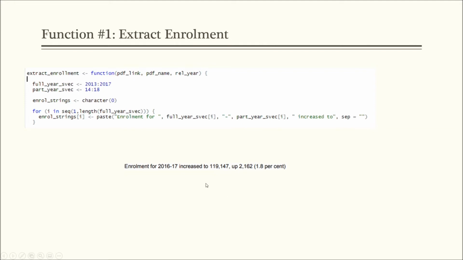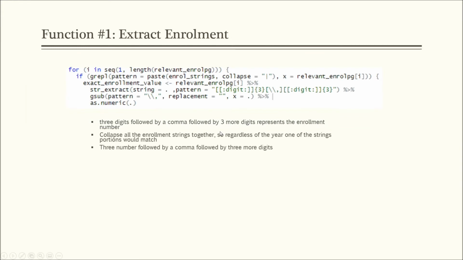So to build up the string for all the years, I just created 2 vectors to have the years, so the full years and part years. And then I just iterated through a for loop and built up the relevant string. So once I had the string, I located the page where the string was located using the PDF text download file, then the PDF text function, and then locating the relevant string, to locate the relevant page, I use a grepl function.